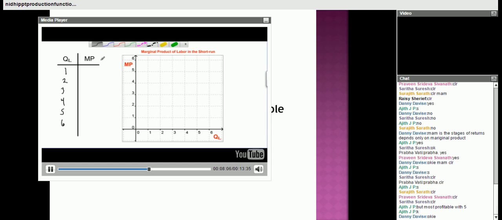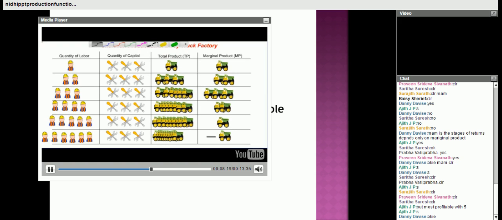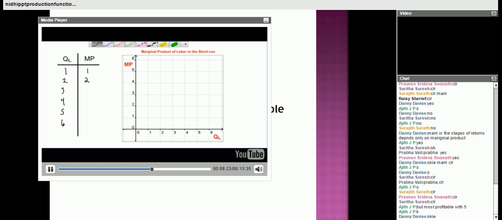At first, 1 worker contributed only 1 truck to the production process. The output attributable to the second worker was 2 trucks, since capital was able to be used more efficiently. With the third worker, we saw marginal product go from 2 to 3, and total product increased from 3 to 6 trucks. Capital is now being used very efficiently.